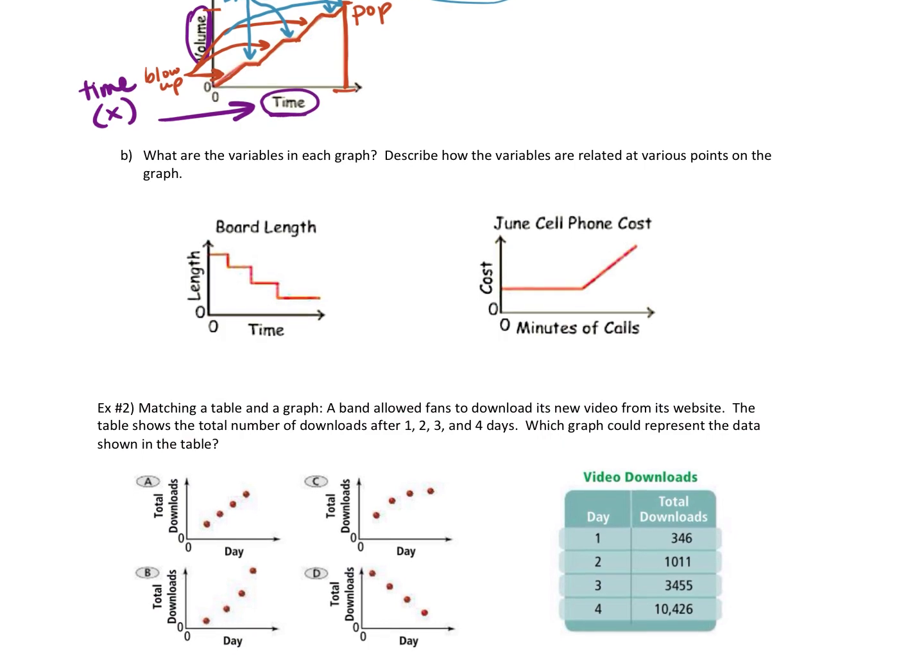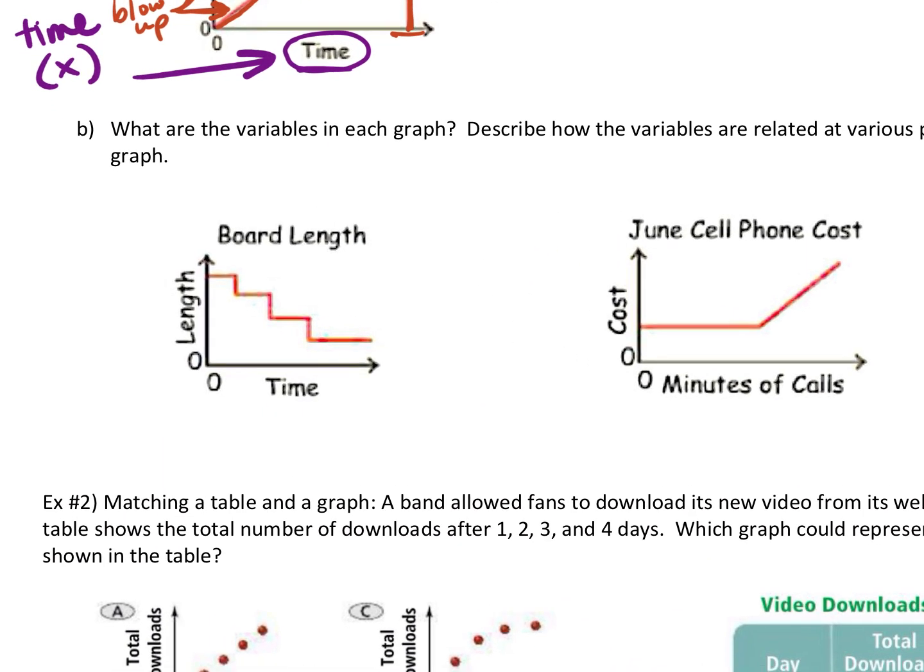So letter B. What are the variables in this first one? Bless you. Thank you. What are your variables? Khalees. Time and length. Yes, the length is your y variable, if you will. The time is your x variable. And what are we talking about? Board length. Board length, okay? The length of a board.